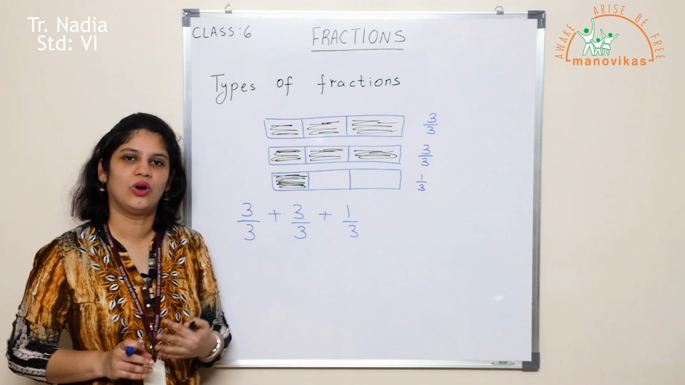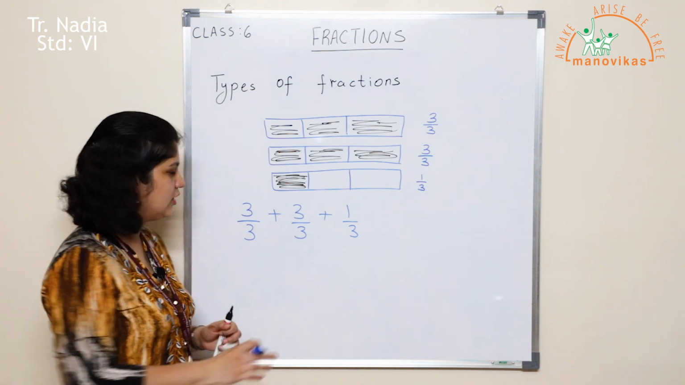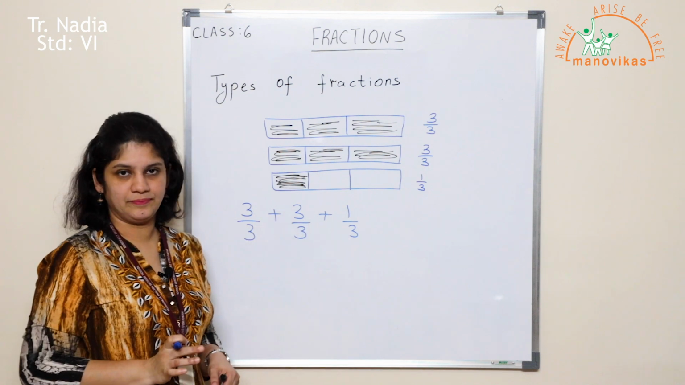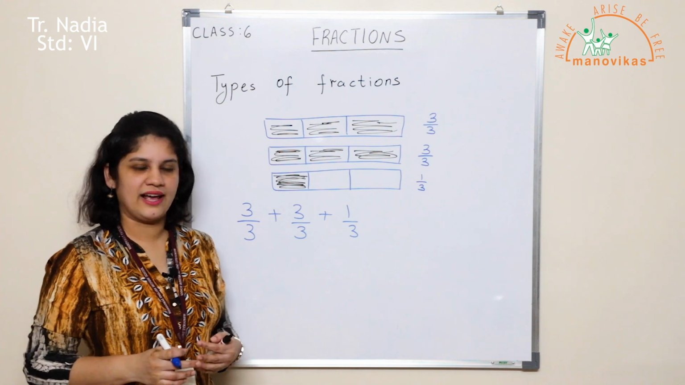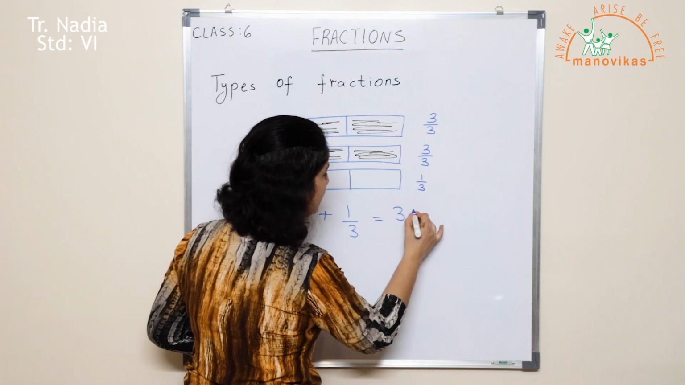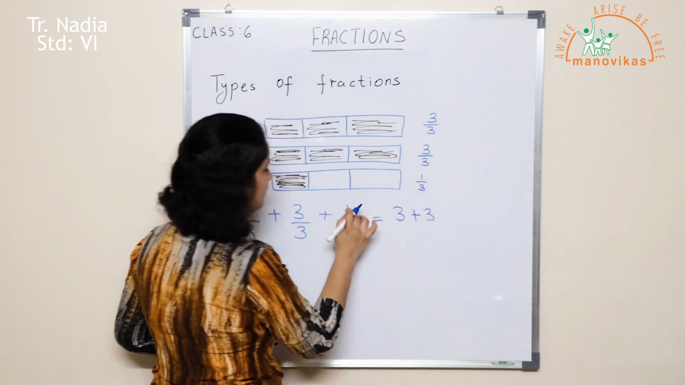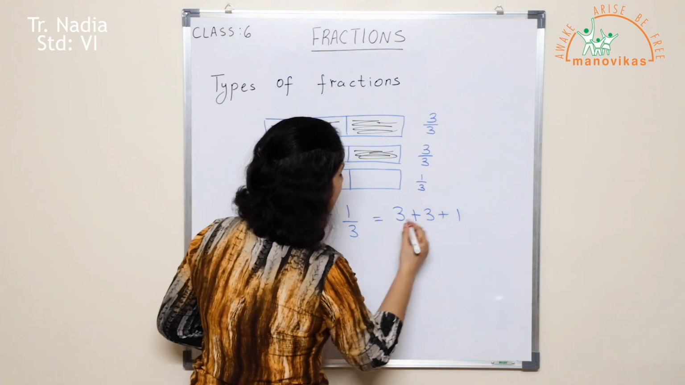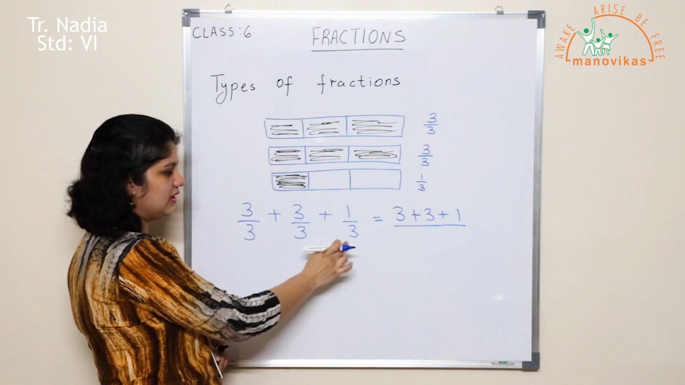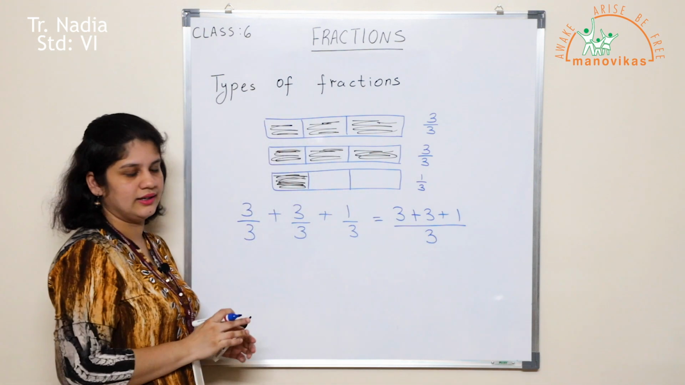Remember I just showed you all what are like fractions: a group of fractions having the same denominator. So these are also a group of fractions having the same denominator 3. Now when you want to add like fractions, the method that you have to follow is you just add their numerators. So the numerator 3, second numerator 3 and the third numerator 1. And the denominator remains the same. It was a 3 here, it was a 3 here, it was a 3 here. So the final answer will also have 3 in the denominator.